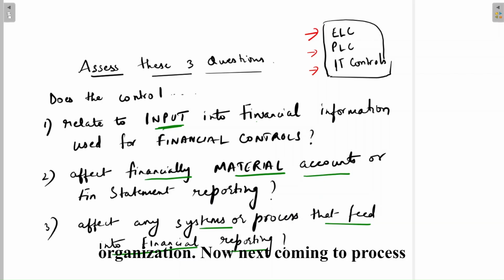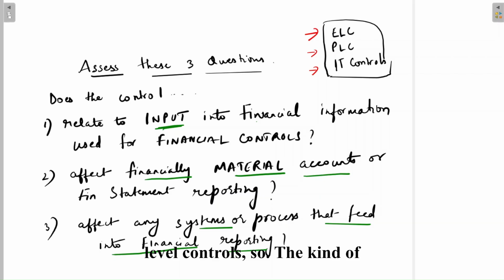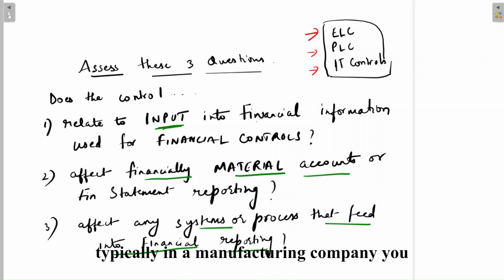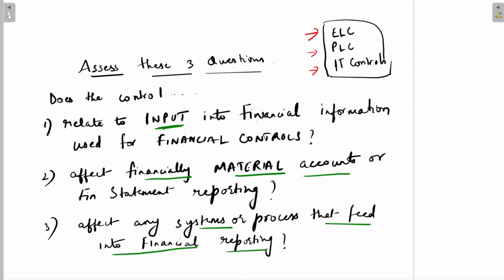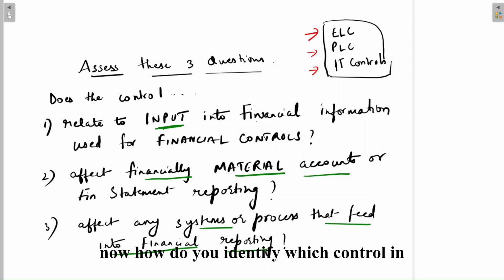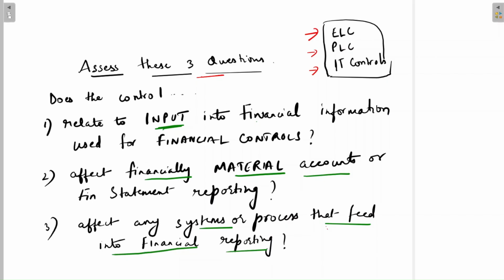Now next, coming to process level controls. The kind of processes in an organization depends on the business of the organization. So typically in a manufacturing company, you will have order to cash, procure to pay, HR and other such processes, right? So now how do you identify which control in the process is actually a SOX control? For that, you need to consider the 3 questions that we already saw. So ask yourself these questions and you'll have your answer.